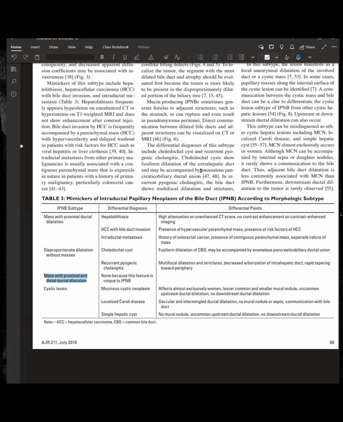So in this case, I thought it had these imaging features, with the cystic lesion with upstream dilatation, and it's secreting mucin, and that's why we get that ductal dilatation. So to me, it looked like an IPNB.